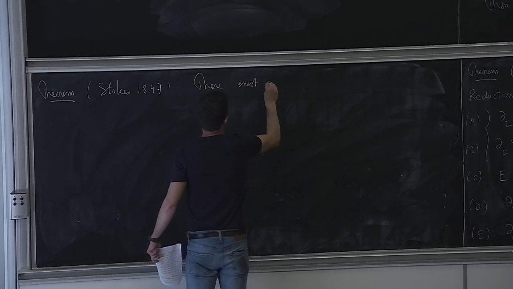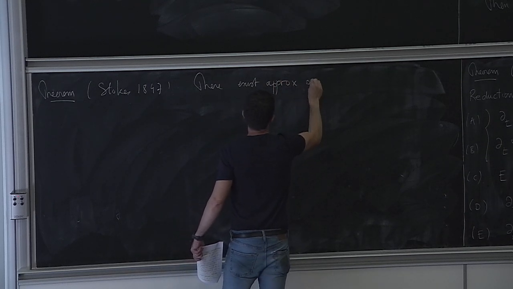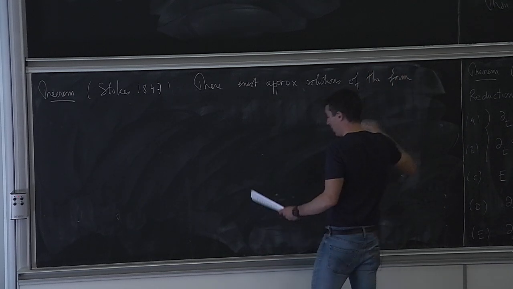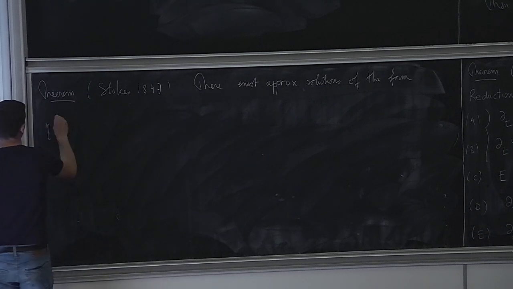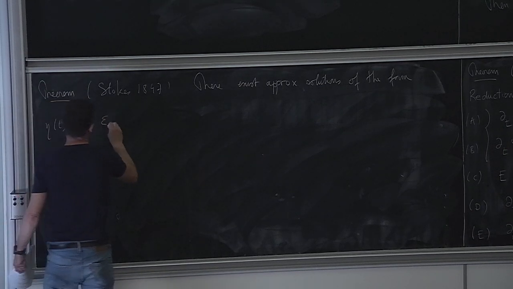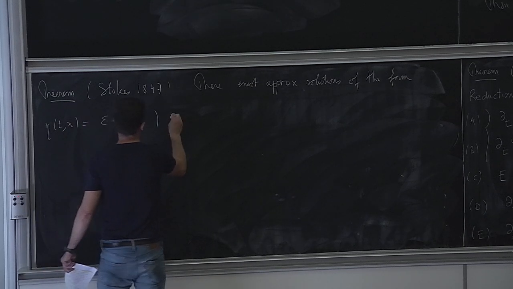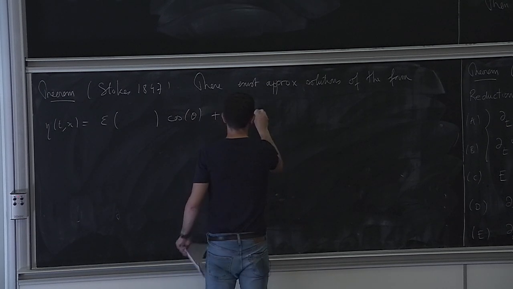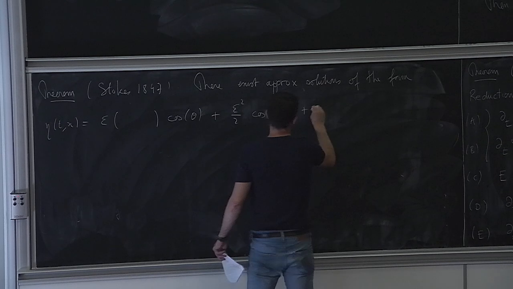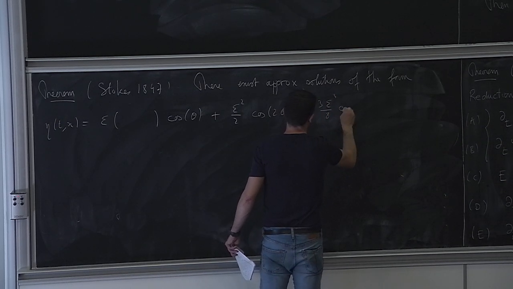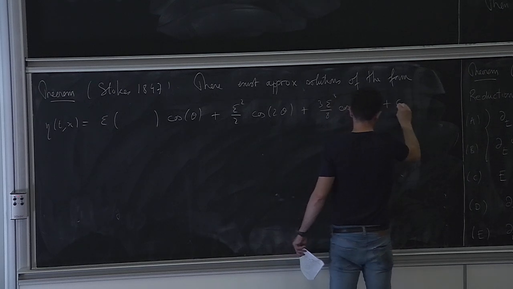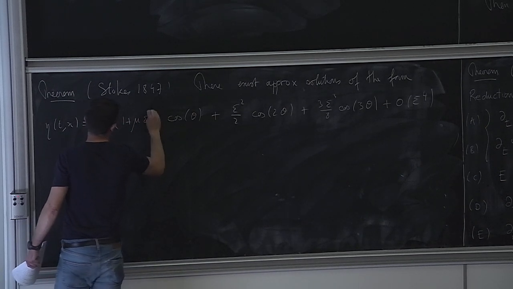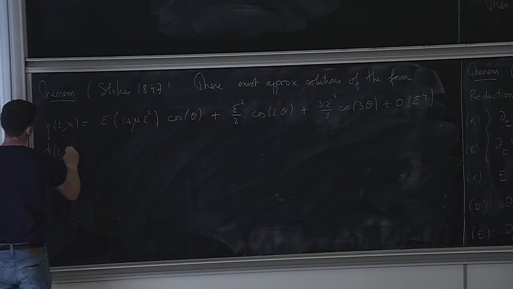there exist approximate solutions of the form eta of t, x is equal to epsilon times cosine of theta plus epsilon squared over 2 cosine of 2 theta, solutions of that form.